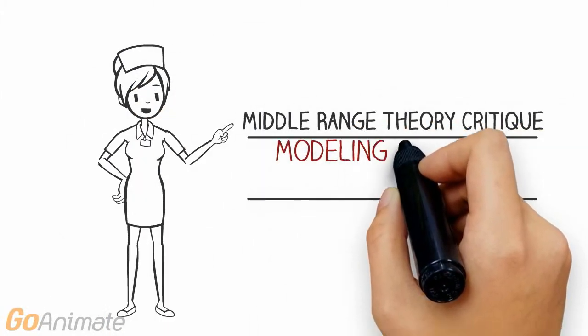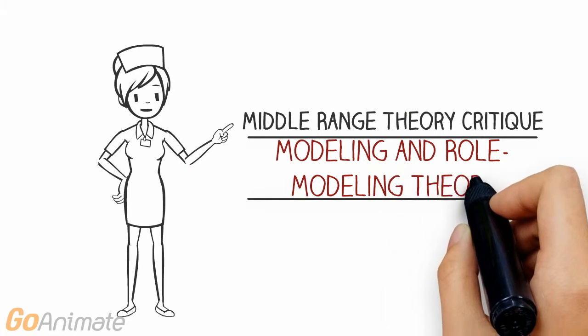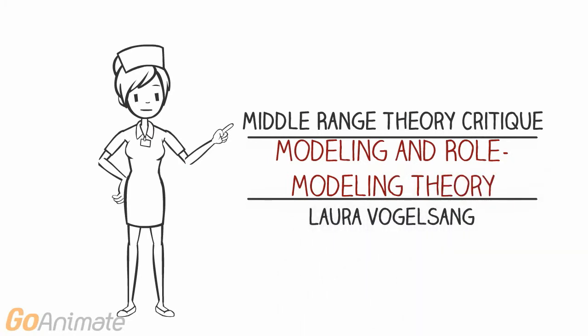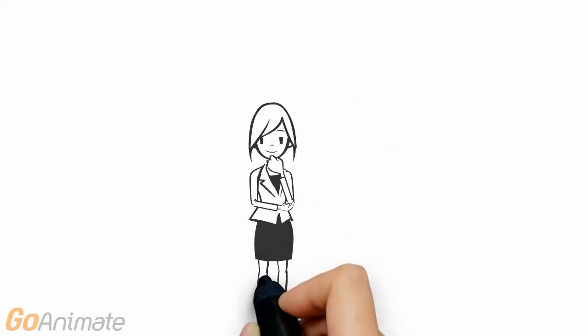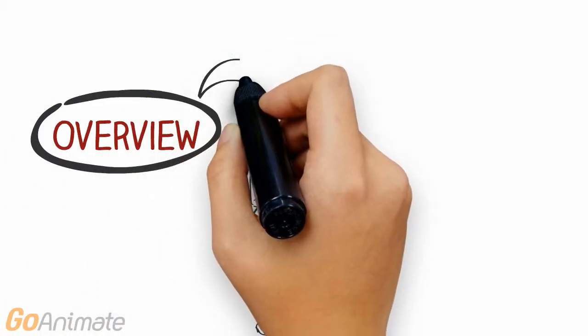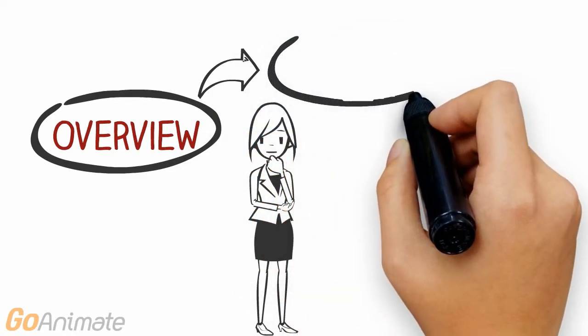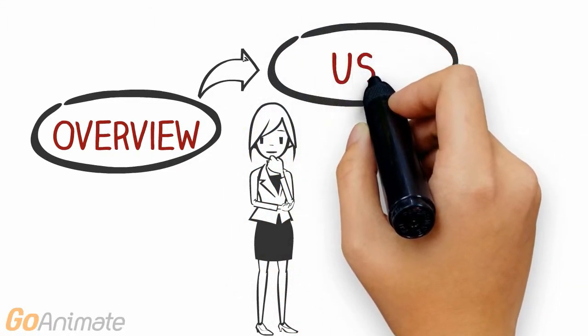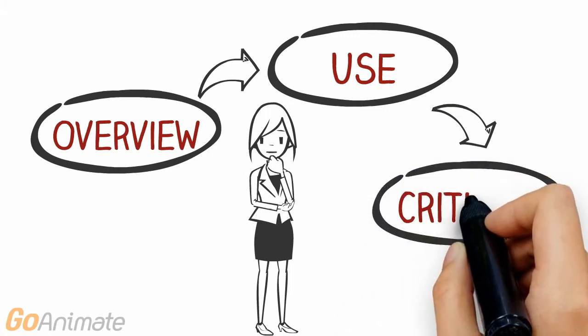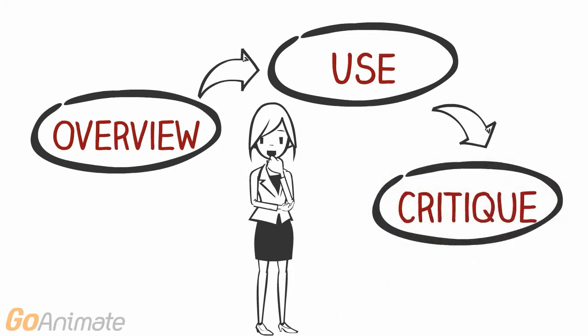Welcome to my video. For this assignment, I will be critiquing the middle range theory of modeling and role modeling. In this video, I will give an overview of the theory and present its key elements. I will give examples of how researchers have used this as their theoretical framework and critique this theory, ultimately rejecting it or accepting it for my own research practice.